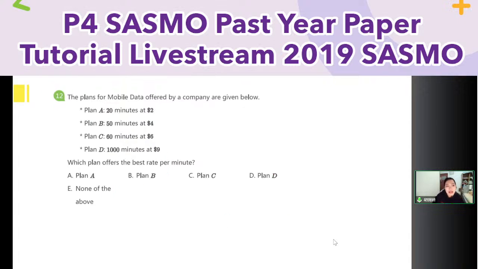Let's take a look at question 12. The plans for mobile data offered by a company are given below. Plan A, B, C, and D. Which plan offers the best rate per minute? Everybody, what is your option here? If you're going to buy any of the plans, which one do you think will offer the best price? A, B, C, D, which one?